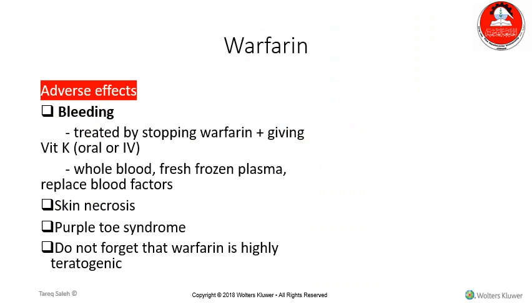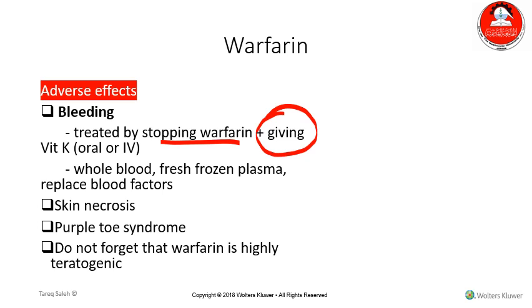So the major adverse effect of warfarin is definitely bleeding, similar to all the other anticoagulants or antiplatelets that we have discussed in this module. And patients who have or start suffering from warfarin-associated bleeding must be treated immediately by stopping warfarin and then giving vitamin K, whether in an oral or intravenous form, as an antidote to warfarin.